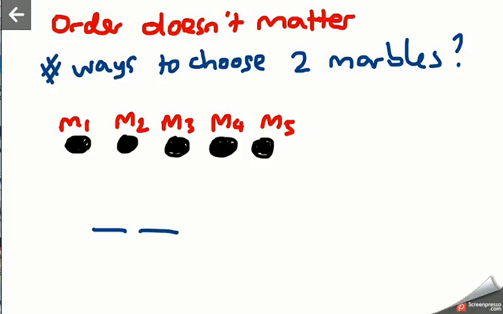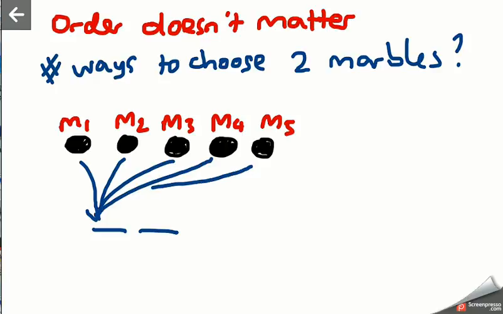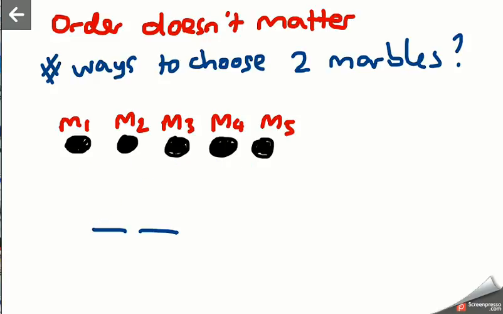Well, how many different choices are there? First I could choose marble 1, or marble 2, marble 3, marble 4, or marble 5. Any one of those 5 marbles will do. So that gives me a total of 5 different choices.